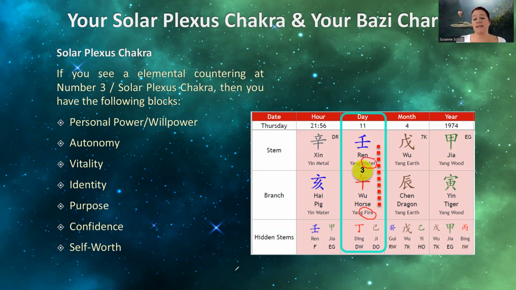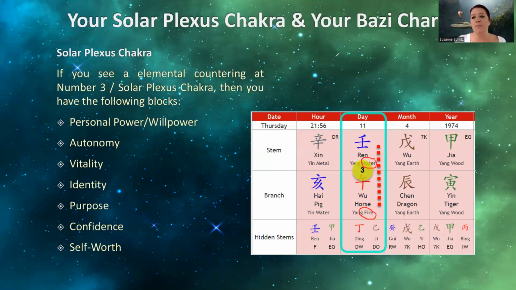Now, the solar plexus chakra, if you do have a block there, will affect your willpower, your identity, your purpose, and most importantly, your sense of self-worth and confidence. Very often, if we experience a block in the solar plexus chakra, we give away our own power. We let all our decisions be made by other people, and we feel not confident enough to make any sort of decisions all by ourselves.